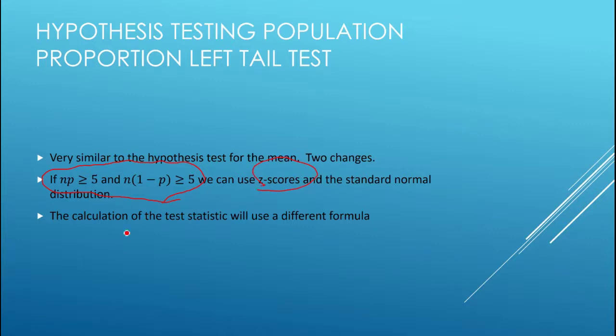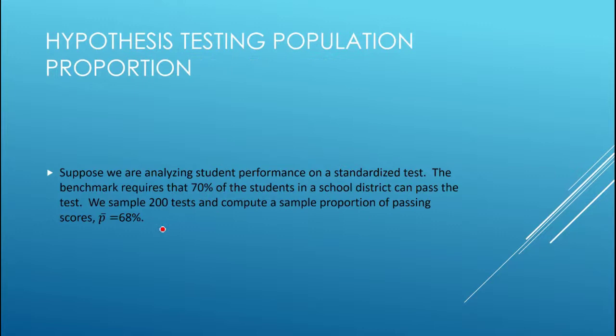So you'll see z-scores here. My test statistic will be labeled z. And the calculation of the test statistic will use a different formula simply because we have a different point estimator that we're testing. We're testing a hypothesis about a different population parameter. The point estimator is different, and the formula for the standard error of the estimate is different. But the basic idea is still the same. Okay, the approach hasn't really changed.